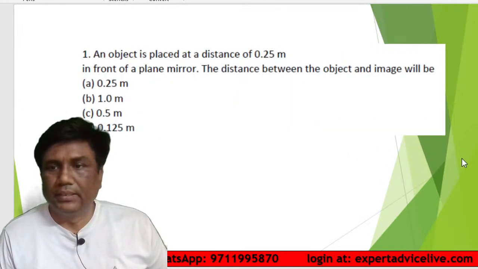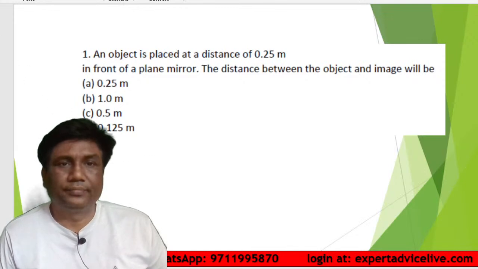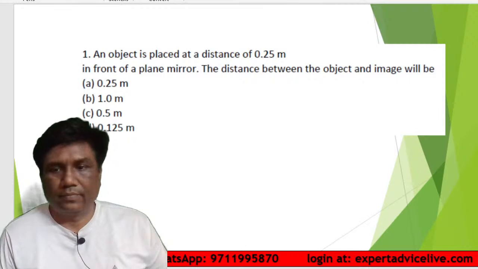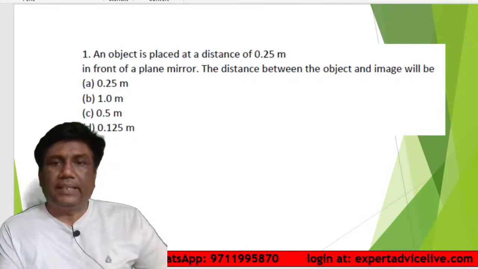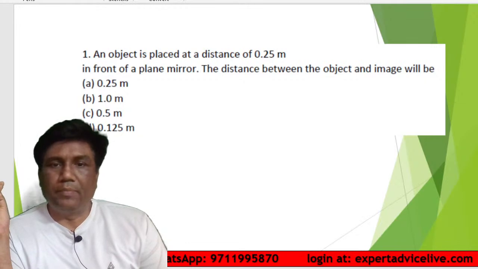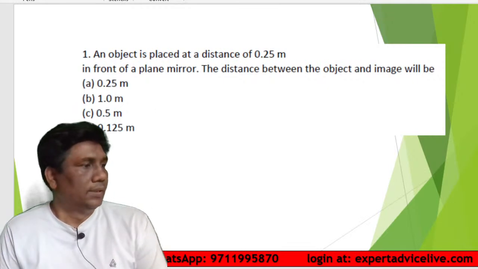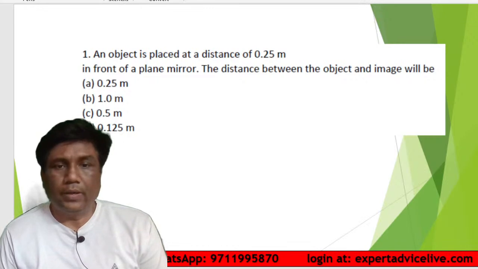Well, this is the first question. Please go through it. It says an object is placed at a distance of 0.25 meter in front of a plane mirror. The distance between the object and the image will be, well, I hope you are going to write the answer in the comment box. I am waiting for you.